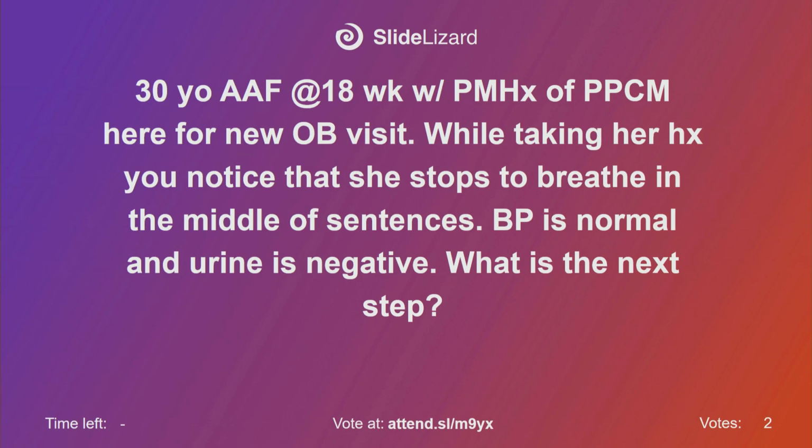A 30-year-old African-American female at 18 weeks with past medical history of peripartum cardiomyopathy, here for new OB visit. While taking her history, you notice that she stops to breathe in the middle of her sentences. Blood pressure is normal and urine is negative. What's the next step?